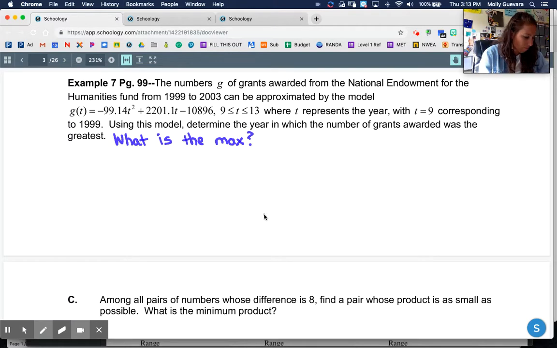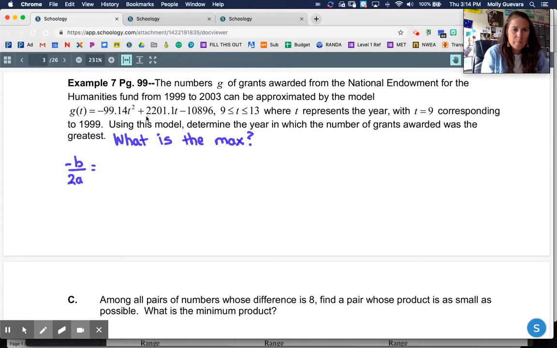Okay. And there's a couple ways that we could do it. Let's do it algebraically first, and then I'll show you how to do it on your graphing calculator, okay? So if I want to find the maximum year, all I need to do is find the x-coordinate of the vertex, right? Because that'll be the highest point. So I'm going to do my negative b over 2a.